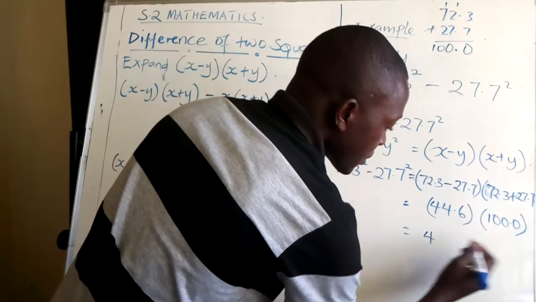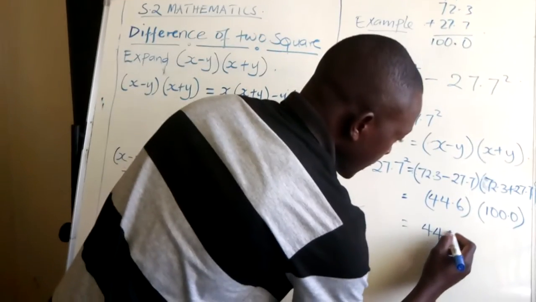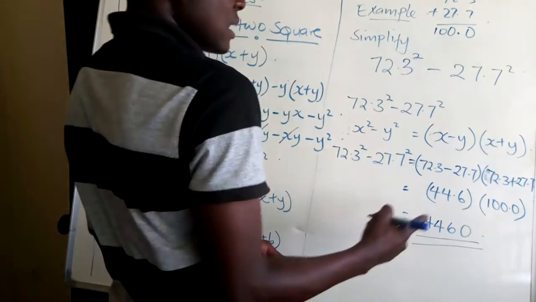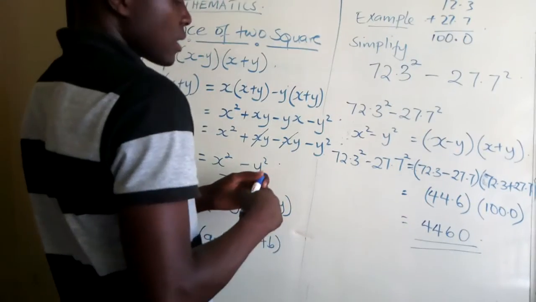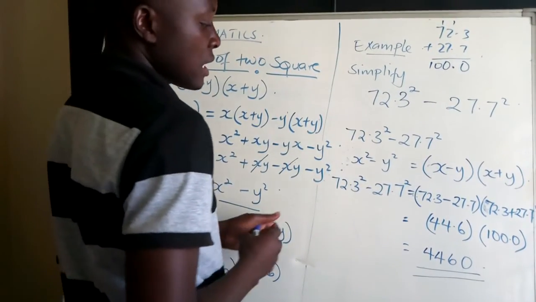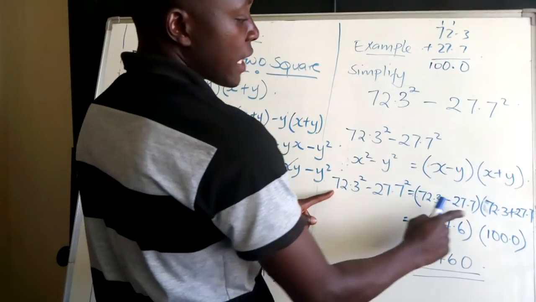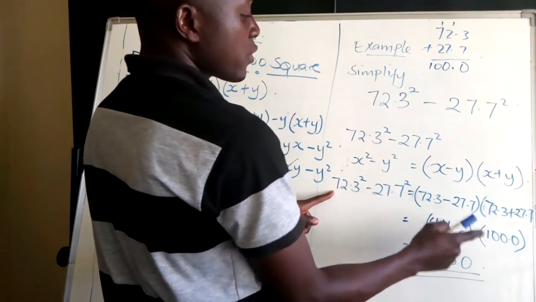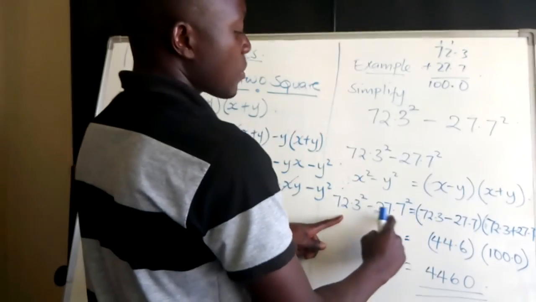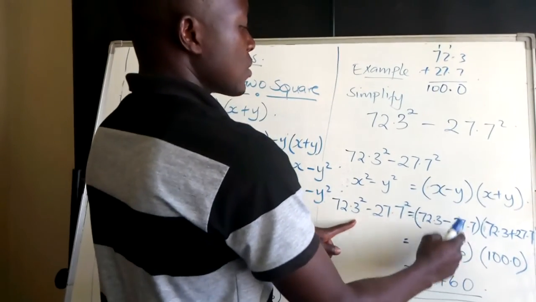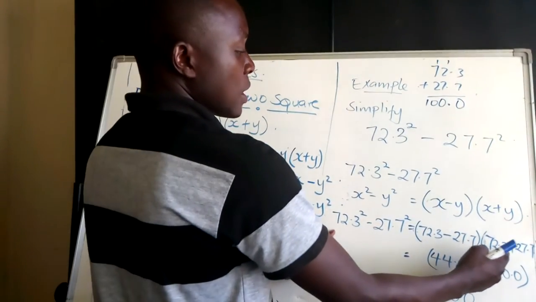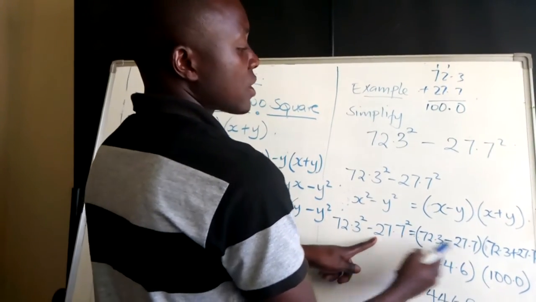Here you're also free to use the calculator. You have 4460 as the answer. And with this, always what we need to see whenever they say simplify without using tables or calculators is to see you applying the difference of two squares: the first number without the square minus the second number without the square, into the first bracket, then open the other bracket, the first number without the square plus the second number without the square.